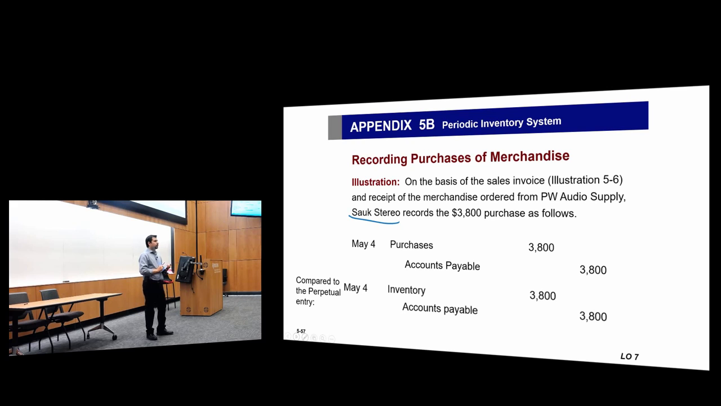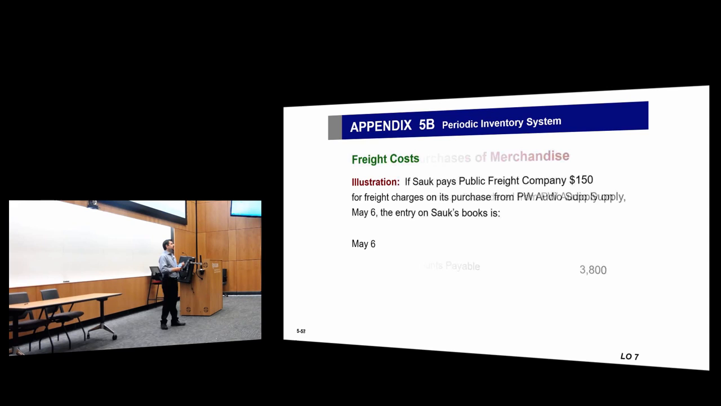When we were using the perpetual system, it was like this. It was inventory. So we used to debit inventory directly. Here the company will simply say, okay, so this is called purchases. What about freight expense? Freight, the shipping cost. If it was paid by the seller, it would be freight out or delivery expense. In this case, it was paid by the buyer. So the company will debit freight in and credit cash.